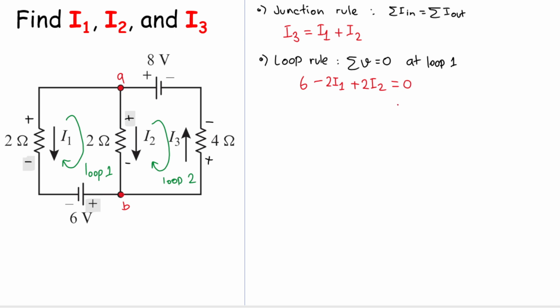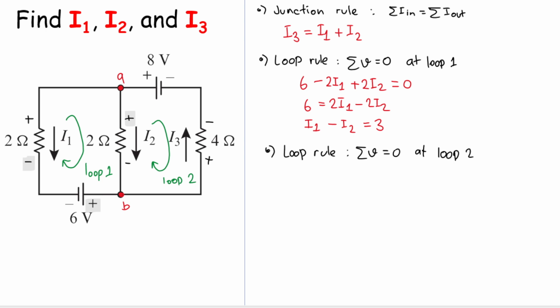Good. Now we can move this to the right hand side. So I'll have 6 equal to 2I1 minus 2I2, or we can divide both sides by 2, right? So I'll have I1 minus I2, and that will equal 6 divided by 2, which is 3. Good. Again, let's play the same game using the loop rule, but this time at loop 2. Okay, loop rule. So we will have sigma V equal to 0 at loop 2.